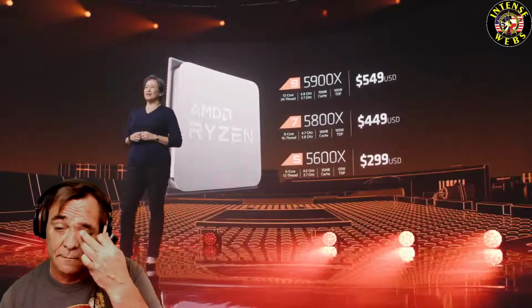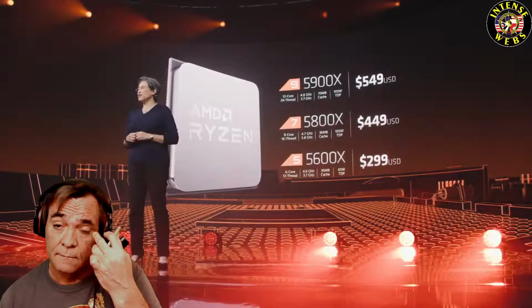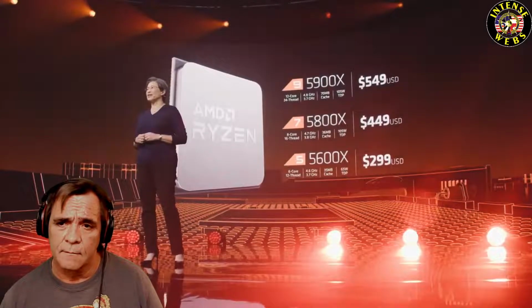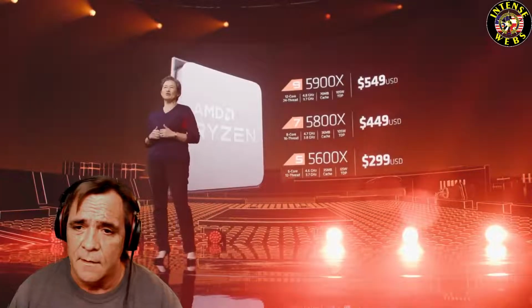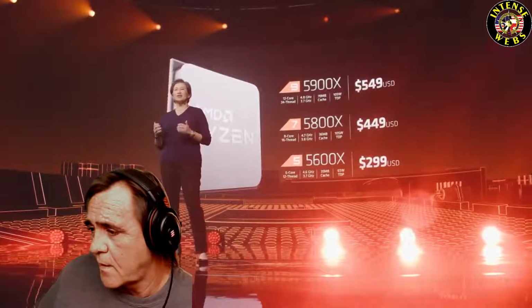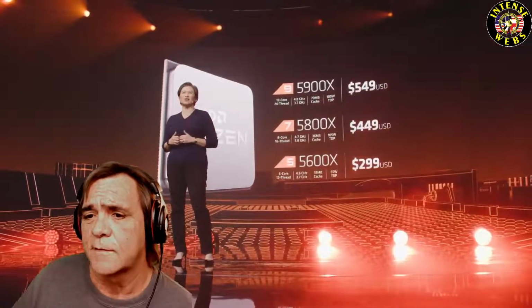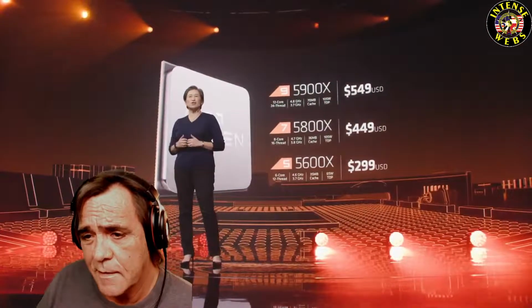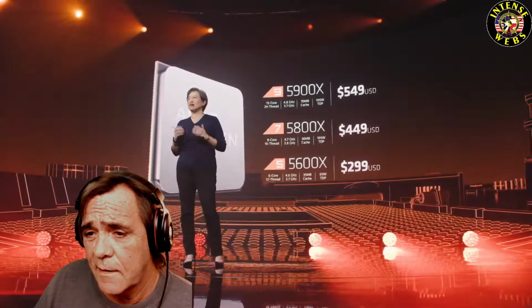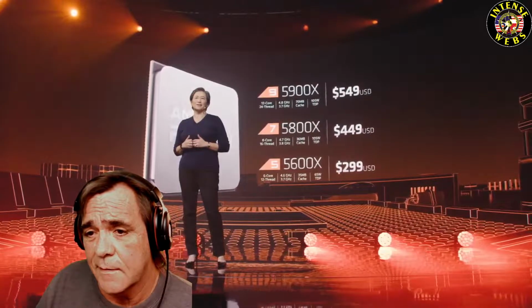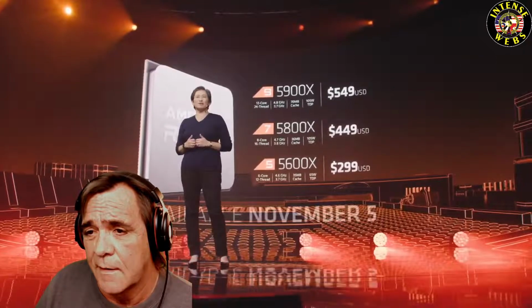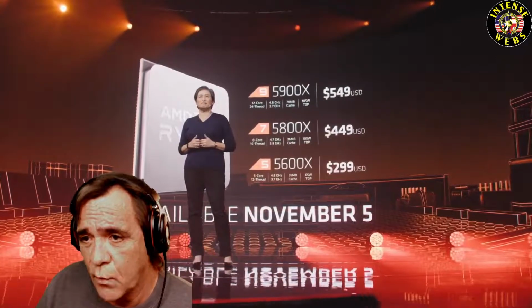Now let's talk about price and availability. The 6-core 5600X is $299. The 8-core 5800X is $449. And the amazing 5900X, combining the leadership performance and power efficiency of Zen 3 in a 12-core 7nm design, is priced at $549. And all of these will be available globally on November 5th. We're really proud of the 5000 series, but you know we're not done.